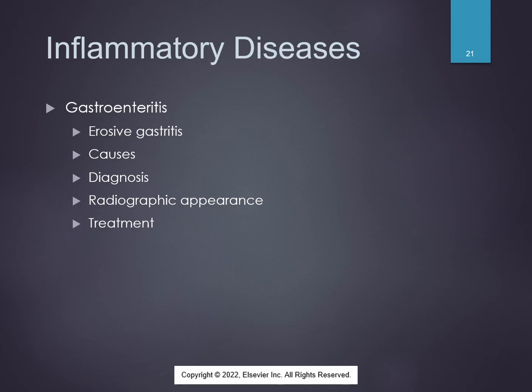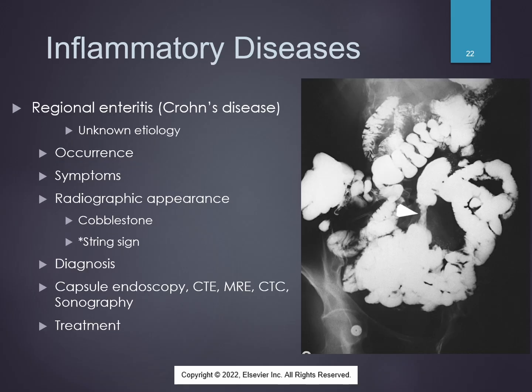This can be diagnosed with a double contrast examination of the stomach. Radiographically, it's demonstrated by decreased distendability of the antrum in combination with thickened mucosal folds. Treatment consists of proper fluid management and relief of nausea and vomiting. Alright, this is a highlight star. Basically just know what Crohn's disease is.